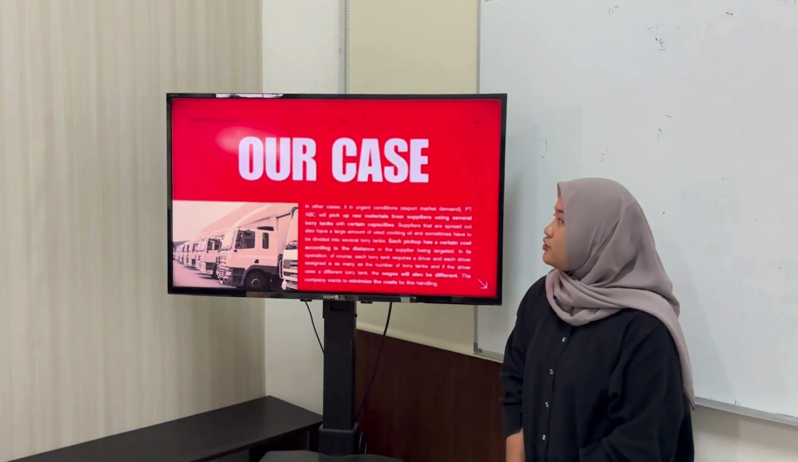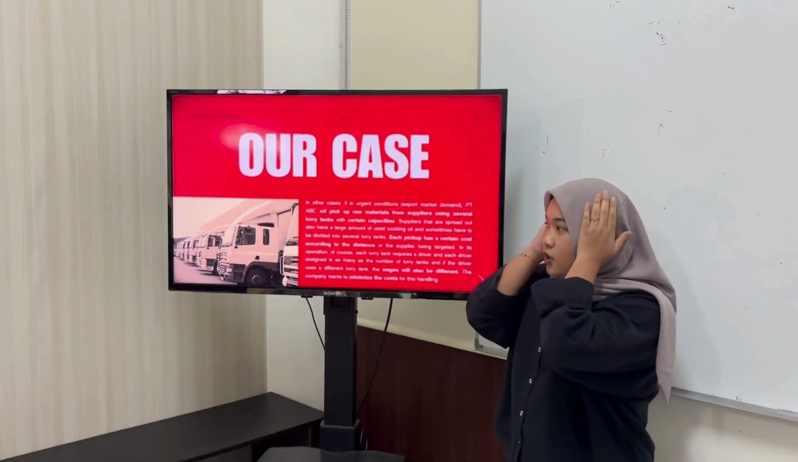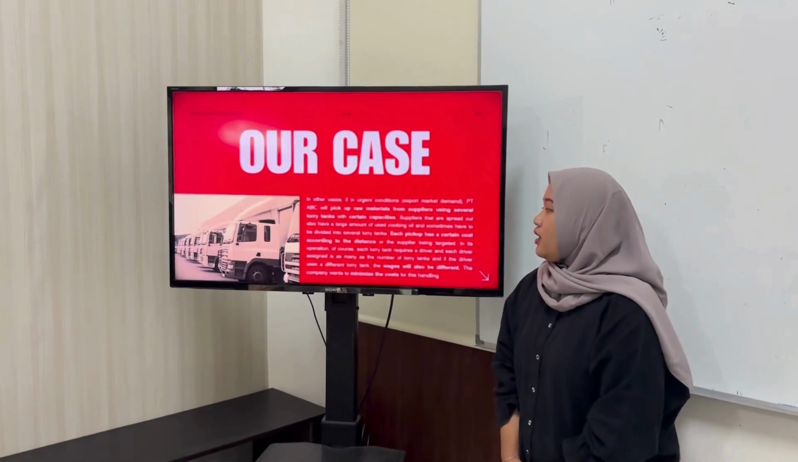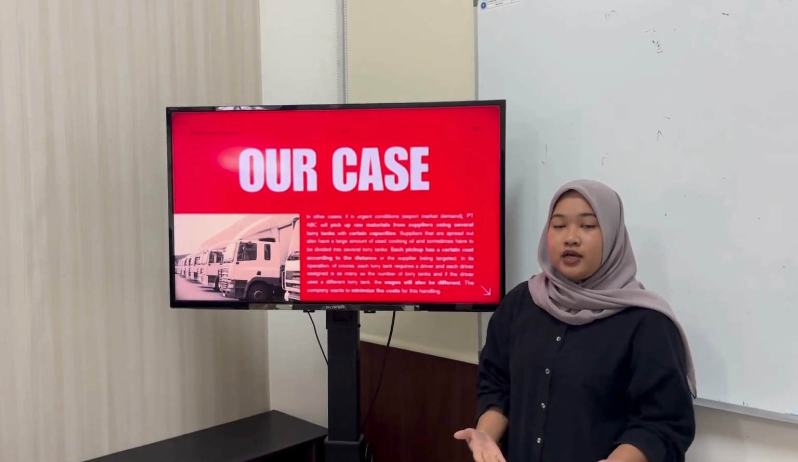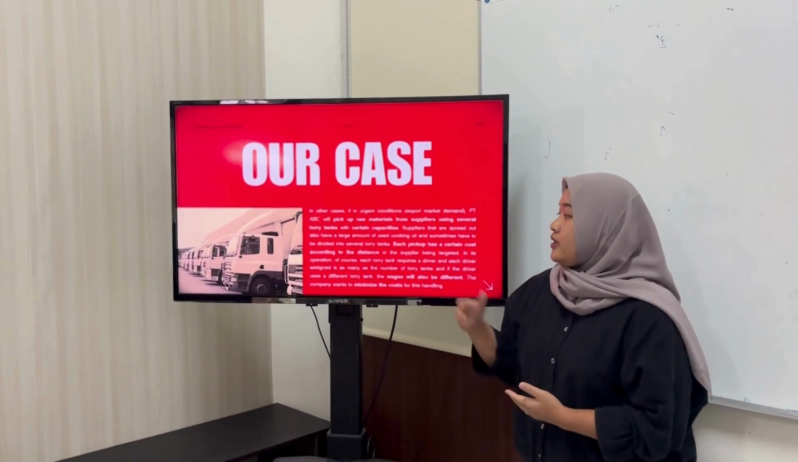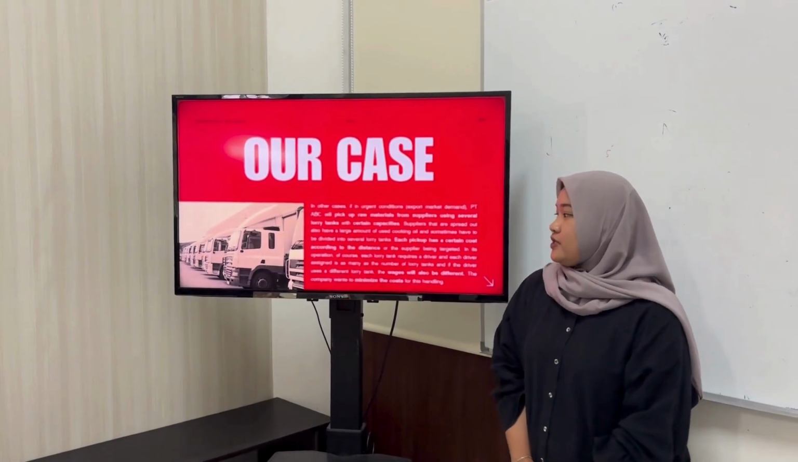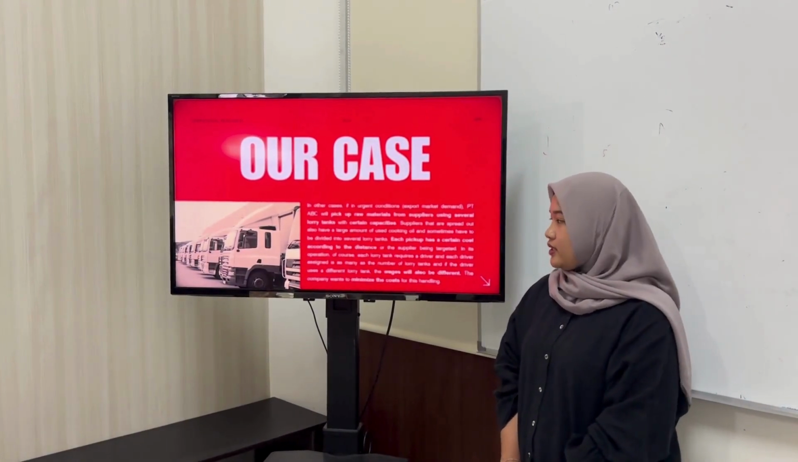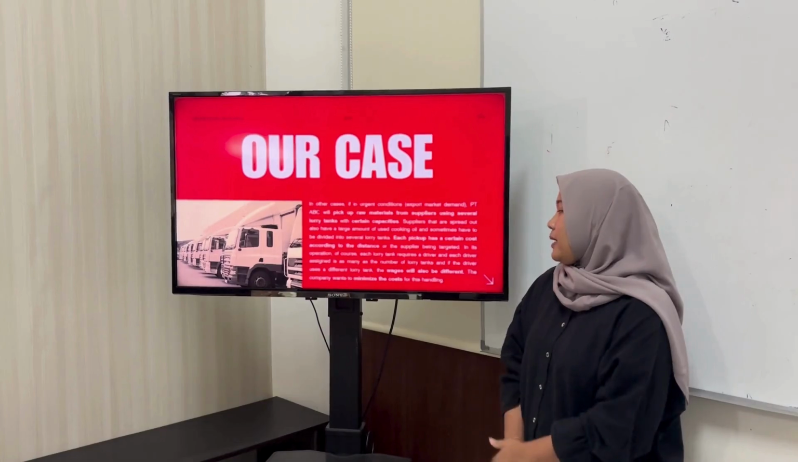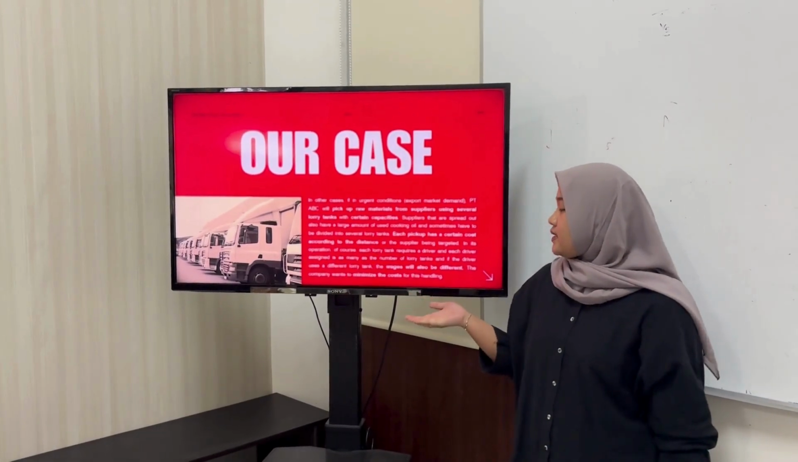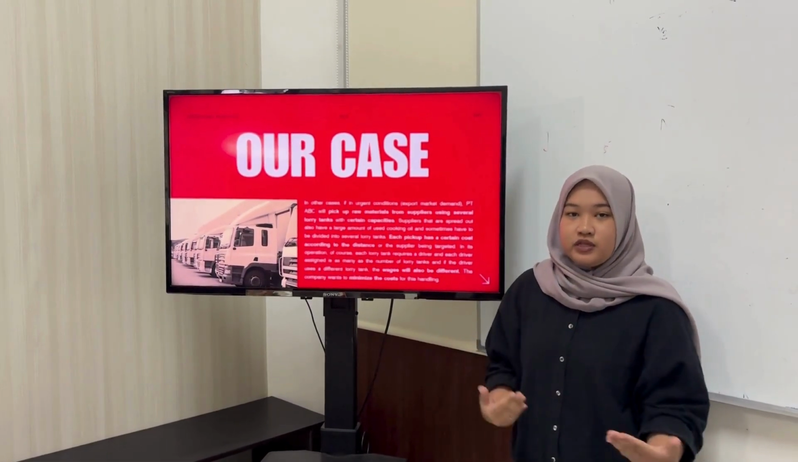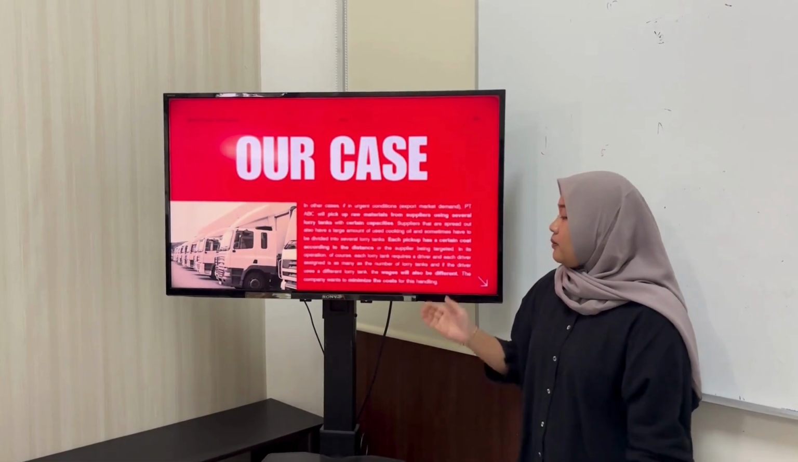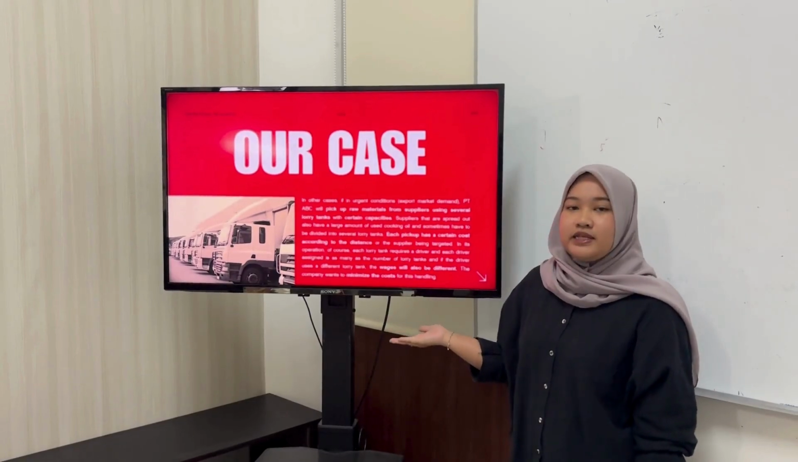Okay, moving on to our case introduction. PTABC struggles in managing their logistics of exporting used cooking oil. They obtain raw materials from suppliers using several lorry tanks with certain capacities. Each pickup has a certain cost according to the distance, and the wages will also be different for the driver. And then the company aims to minimize the cost for this activity.